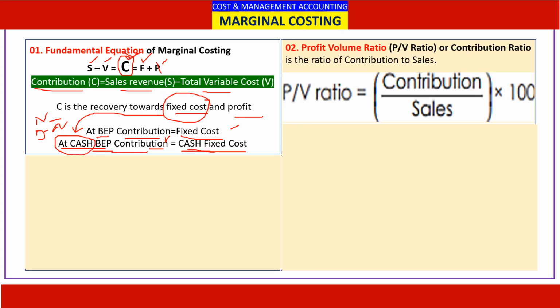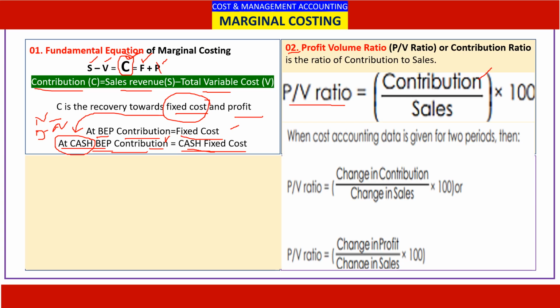Second is PV ratio, profit volume ratio. Once again, it is going around contribution only. Contribution divided by sales into 100 is PV ratio. Very, very simple. Contribution divided by sales is equal to PV ratio. Then this PV ratio may also have its variants.